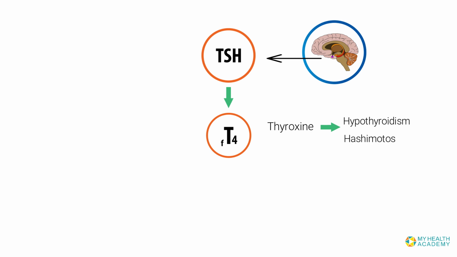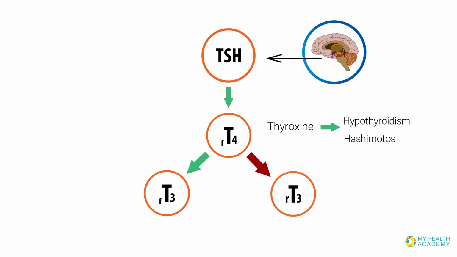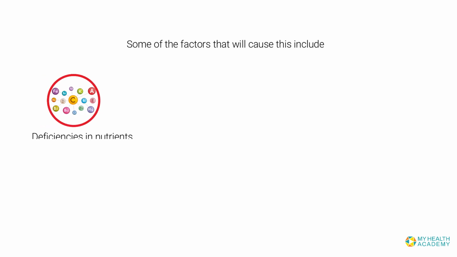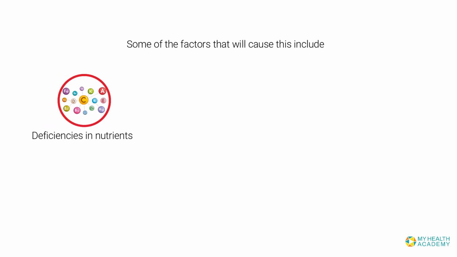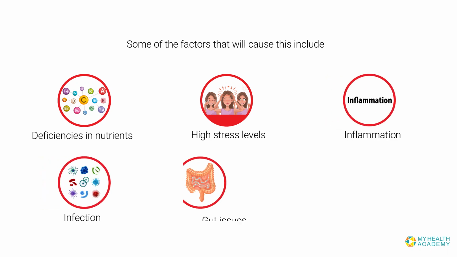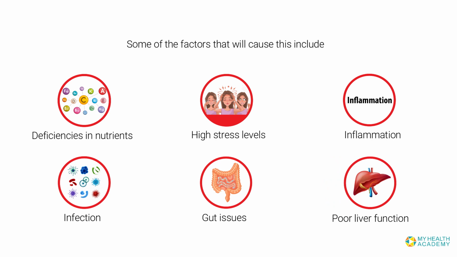That free T4 or thyroxine then has to be converted by the body into free T3 to be used. However, there are a few things that get in the way of the free T4 converting into free T3, causing it to instead turn into reverse T3 or just stay as free T4. Some of the factors that will cause this include deficiencies in nutrients needed for the conversion, high stress levels, inflammation, infection, gut issues, or poor liver function.